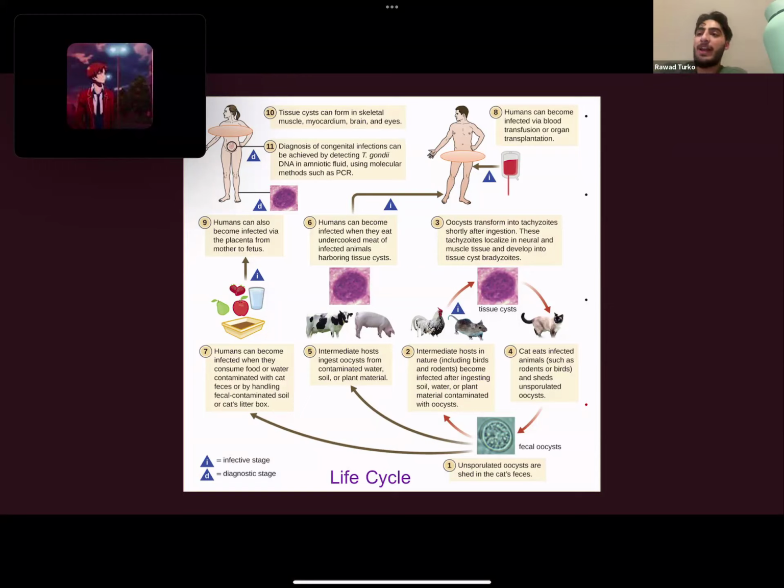And that happens basically with cat owners. The one with cat owners happens usually when humans become infected when they consume food or water contaminated with cat feces, or by handling the litter box or stuff like that. And that's how they can get infected. Or they can ingest uncooked meat that already contained the tissue cysts. Okay, does that make sense?